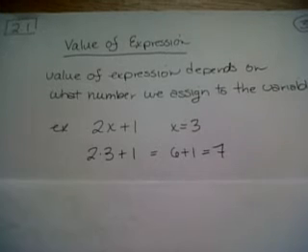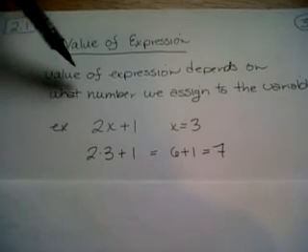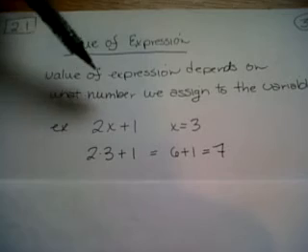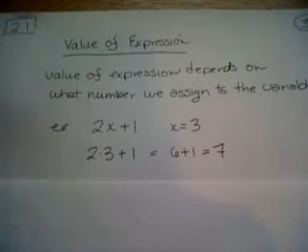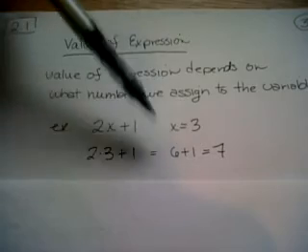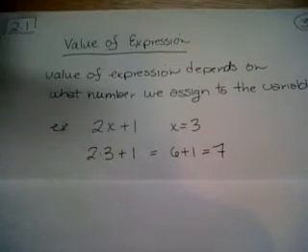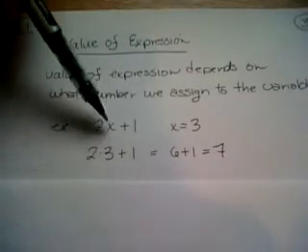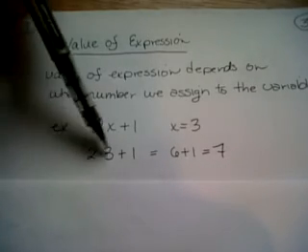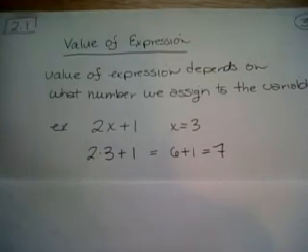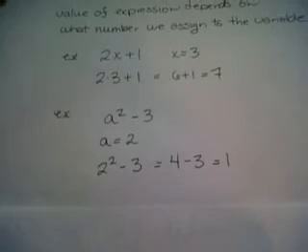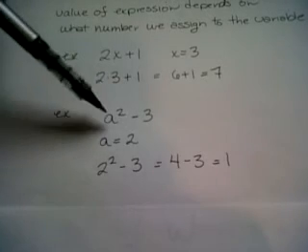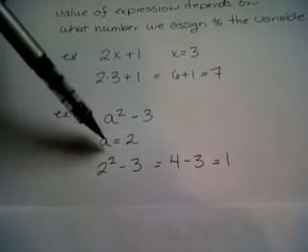Next, we'll take a look at something called the value of an expression, and the value of an expression depends on what number you assign to the variable. For example, here's 2x plus 1, and I say, hey, find the value of the expression when x equals 3. That means I'm just going to substitute a 3 in for x. When I did that, I got 2 times 3 plus 1. Using my PEMDAS rules, I'm going to do 2 times 3 first, that gives me 6, I add 1, and I get 7.